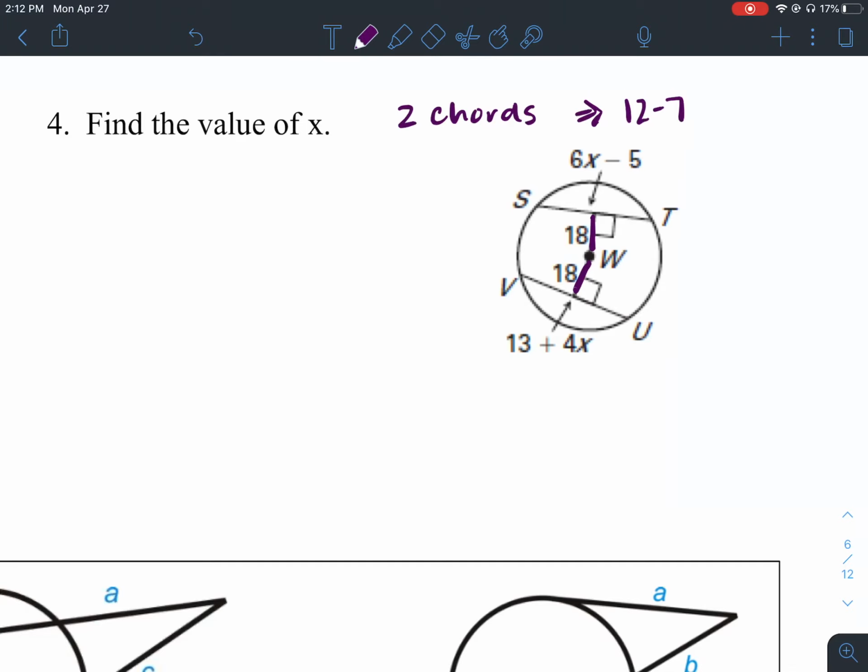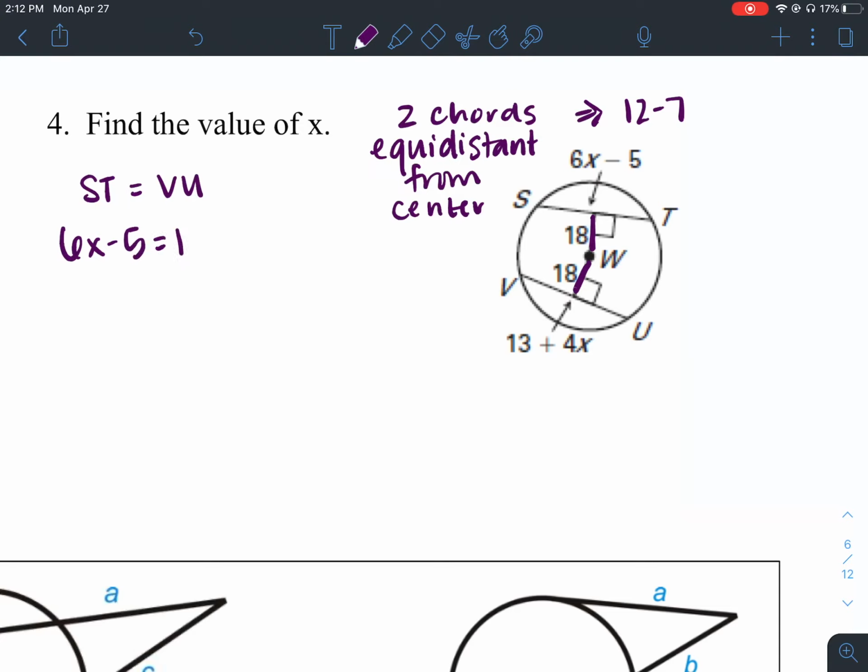So because my 2 chords are equidistant from the center, 12-7 says that the chords are equal. ST is equal to VU, or 6x minus 5 equals 13 plus 4x. So 2x equals 18, x equals 9. And again, the question says find the value for x. It doesn't ask me to find ST or VU, but I get x is equal to 9.